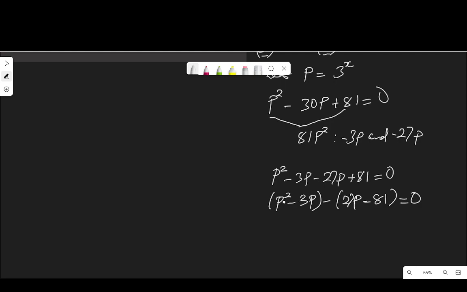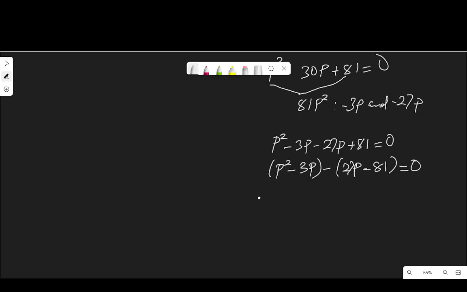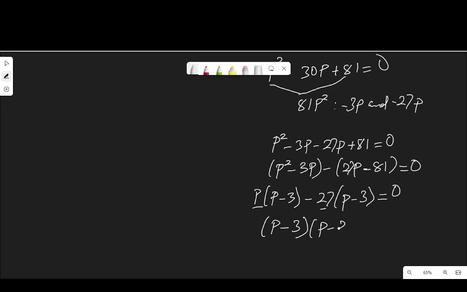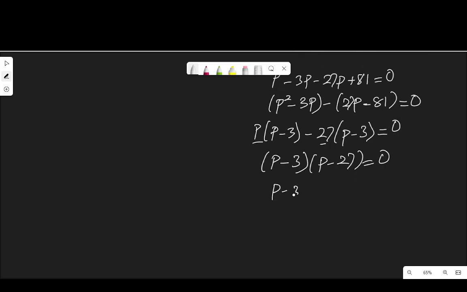Here in the first bracket, I have p as the common factor, so I can factor p out. I have p into p minus 3, and minus 27 is common there, since 27 can divide into 81. So 27 into p minus 3 equal to 0. So we have a common factor p minus 3; pick one and then group this term and this term together: p minus 27 equal to 0. It's either p minus 3 is equal to 0 or p minus 27 is equal to 0. That means p is equal to 3 or p equal to 27.